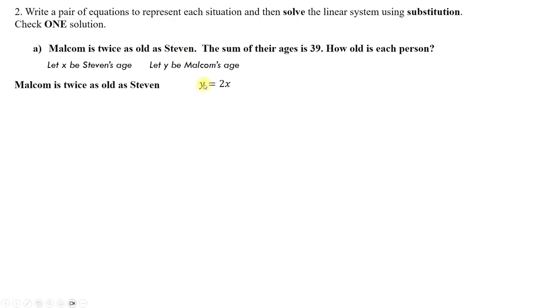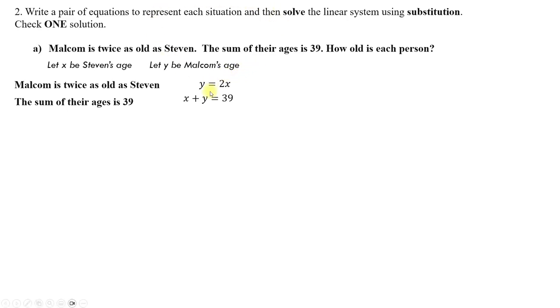Malcolm is twice as old as Stephen. Now we're also told that the sum of their ages is 39. So we can represent this statement with x plus y equals 39. So now we have two equations.